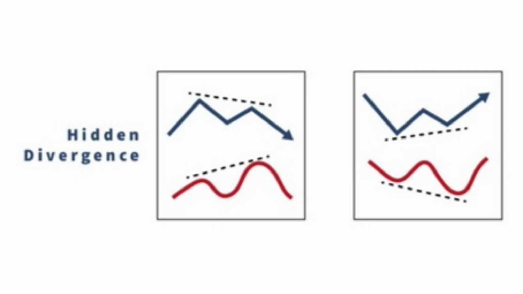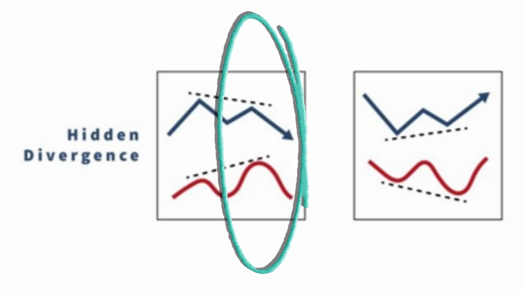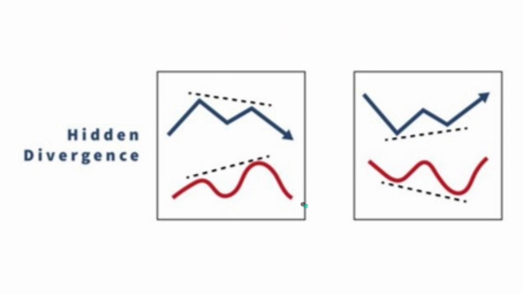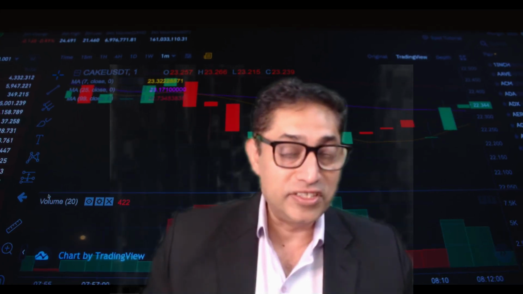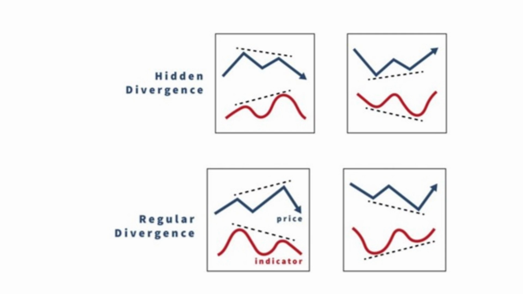The second type of divergence is called the hidden divergence. A hidden divergence is found within the trend. So you will see in a bearish trend, the price is making a lower high, whereas the RSI will make a higher high. The price will make a lower low when the trend is bearish. And when the trend is bullish, you will see that the price is making a higher low, but the RSI is making a lower low. So this is the difference between a classic or regular divergence and a hidden divergence.